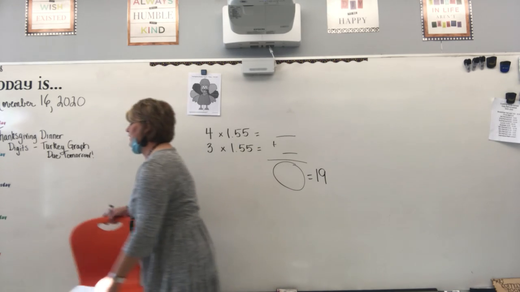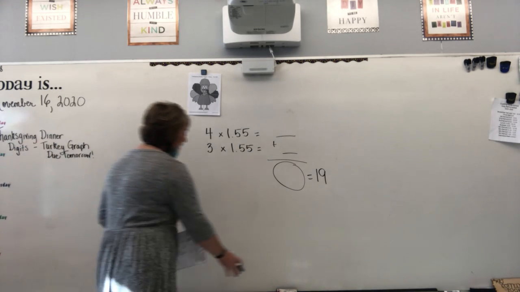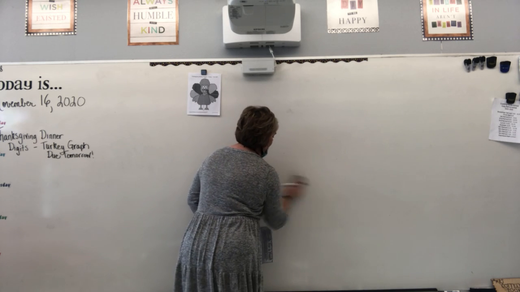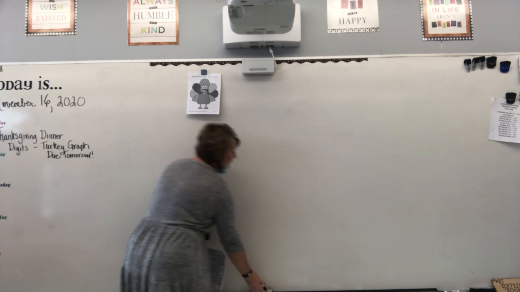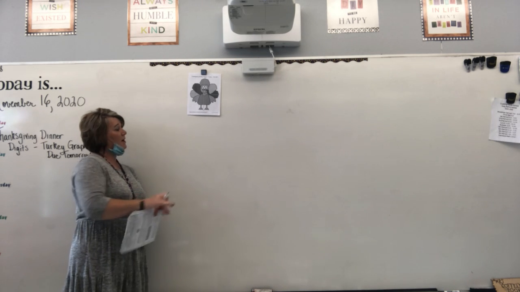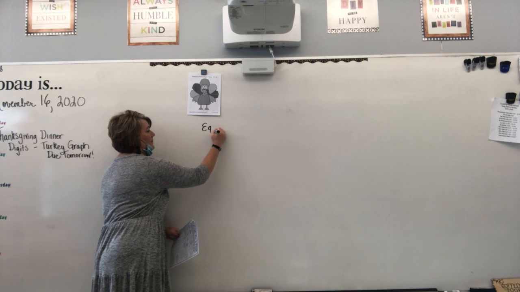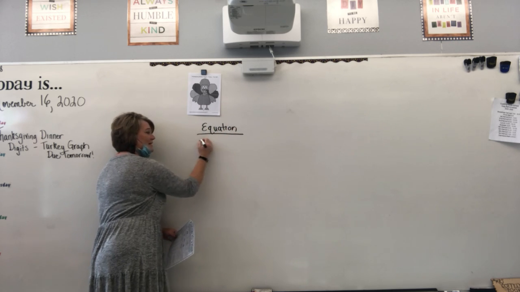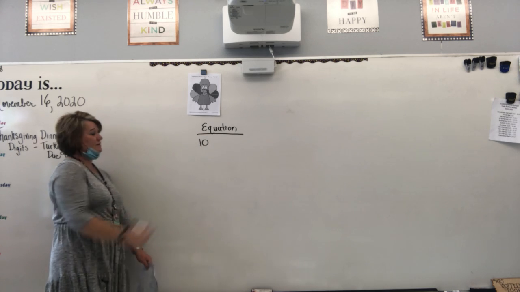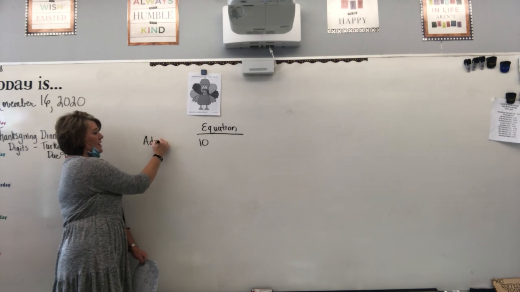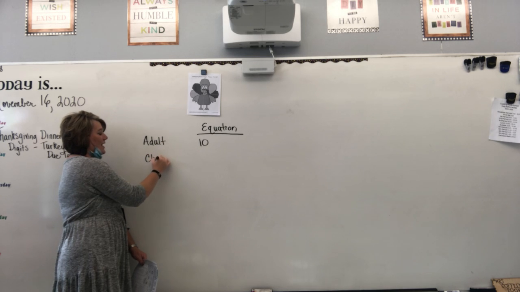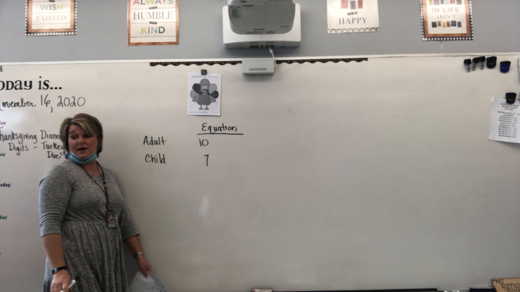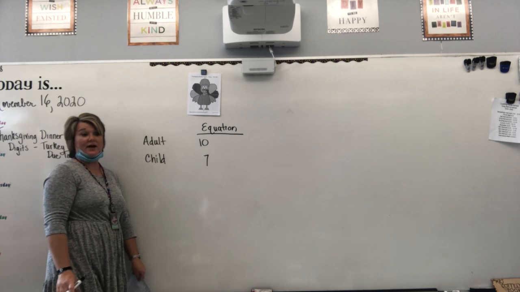Okay, now we got to go one more step because it says equation. So let's say I needed, okay, watch. Here's the box that says equation. Let's say that I needed 10 pounds for adults. This is the adult. And let's say I needed 7 pounds for children. So far you should have a number in both of those boxes. Shake your head if you do.